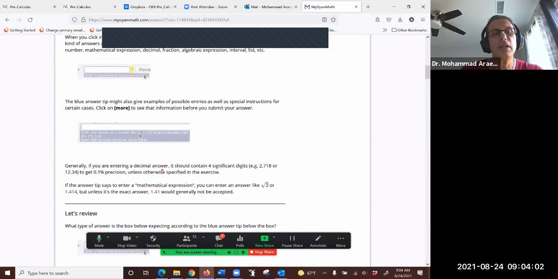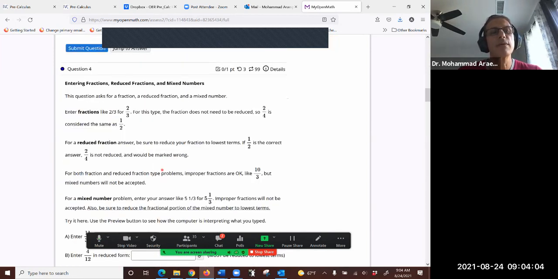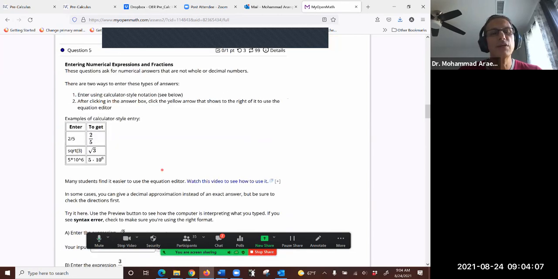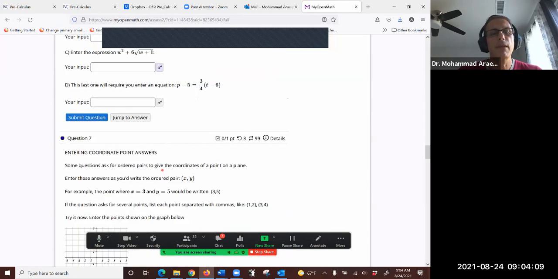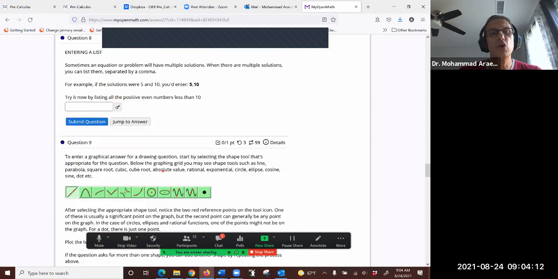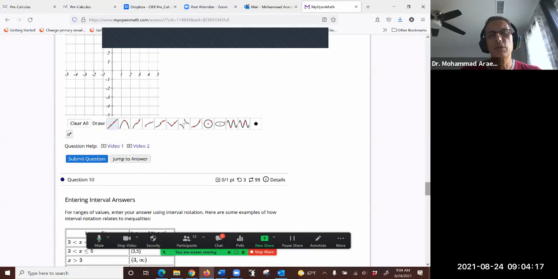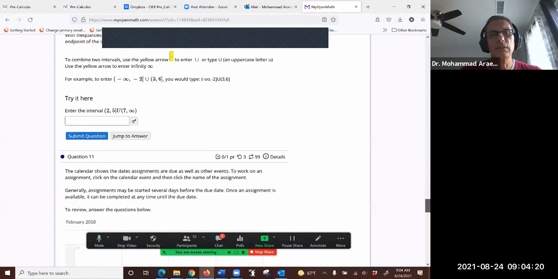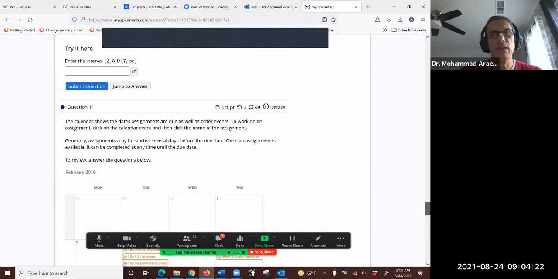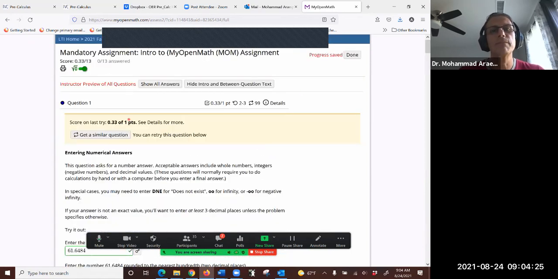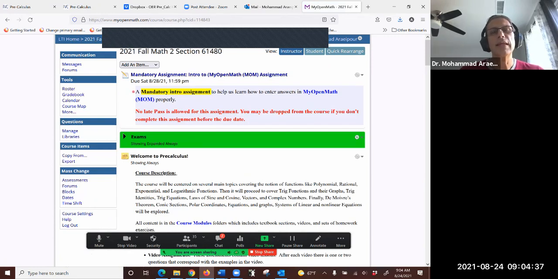Here's about rounding, entering fractions, graphs, points. You have to do this to be able to handle homework assignments. And it doesn't take too long. So that's the first thing you find.